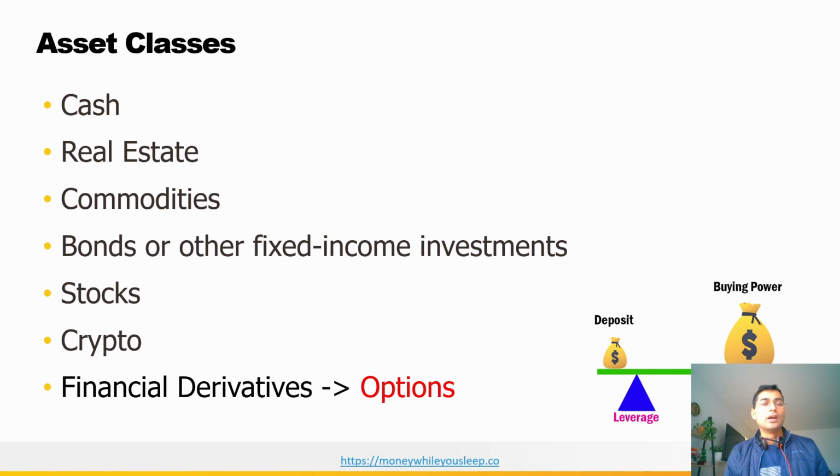Alright, so let's start. Before getting into the options, let's try to understand what asset classes we have in which we can trade as well as make money. So first is cash. It should be straightforward. We can have cash in our home or in the banks. Second is real estate. Again, very straightforward. Commodities. Commodities could be metals such as gold, silver, or it could also be a food item, let's say wheat or rice. And people do trade in these commodities. And it's a huge market.